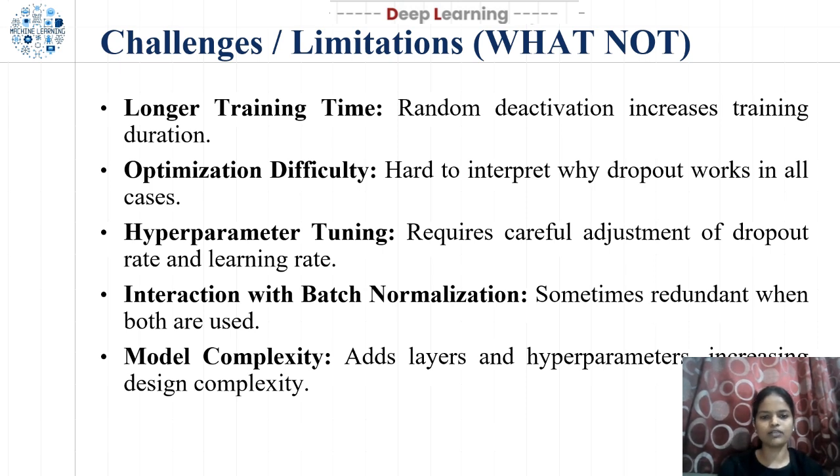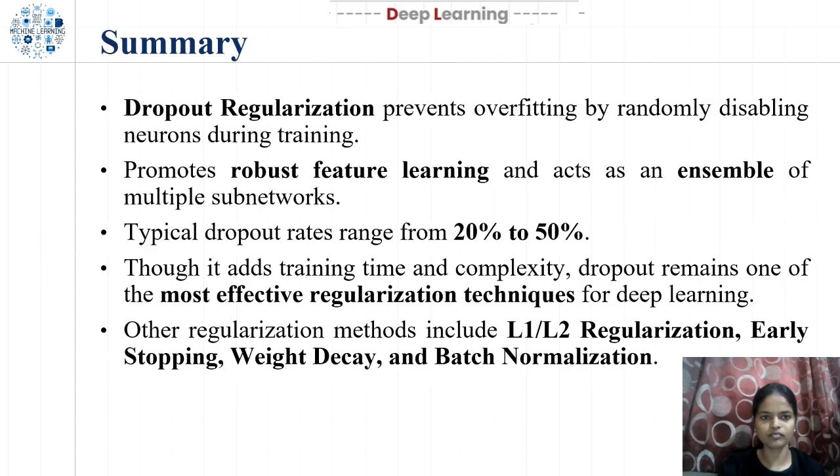It requires careful adjustment of the dropout rate and learning rate. It is sometimes redundant, and when batch normalization and dropout regularization are used simultaneously, it can cause problems in the model performance. It also adds layers and hyperparameters, increasing the design complexity of the model.